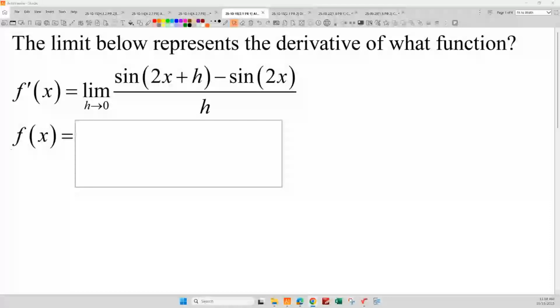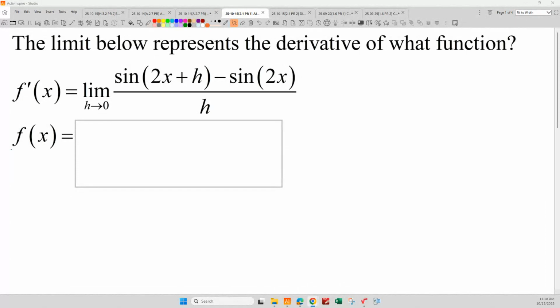Things to do here today. We're going to finish one and start one. So we're going to wrap up our discussion of derivatives, of how we calculate derivatives. We're going to work in reverse a little bit.